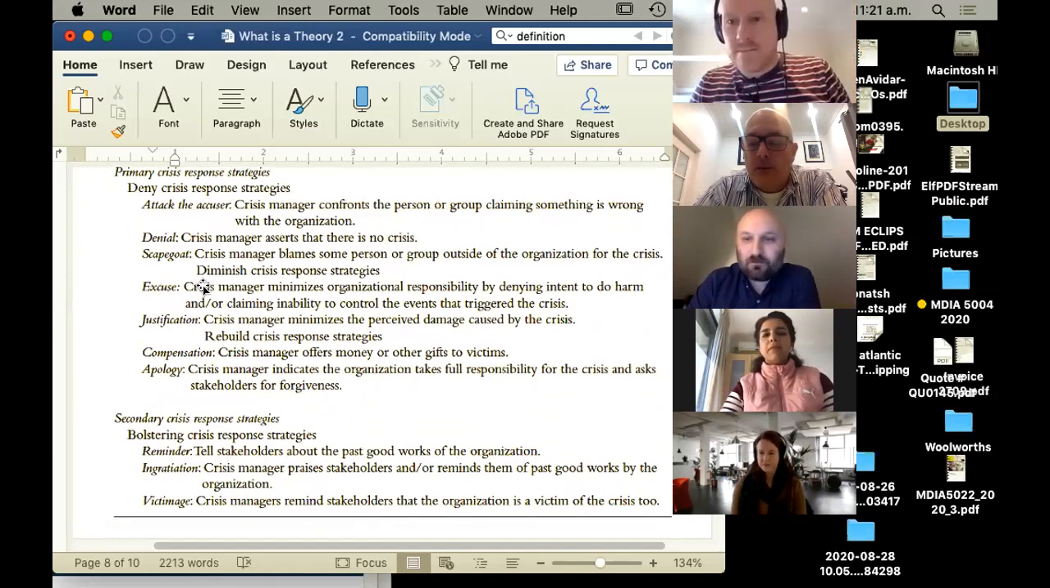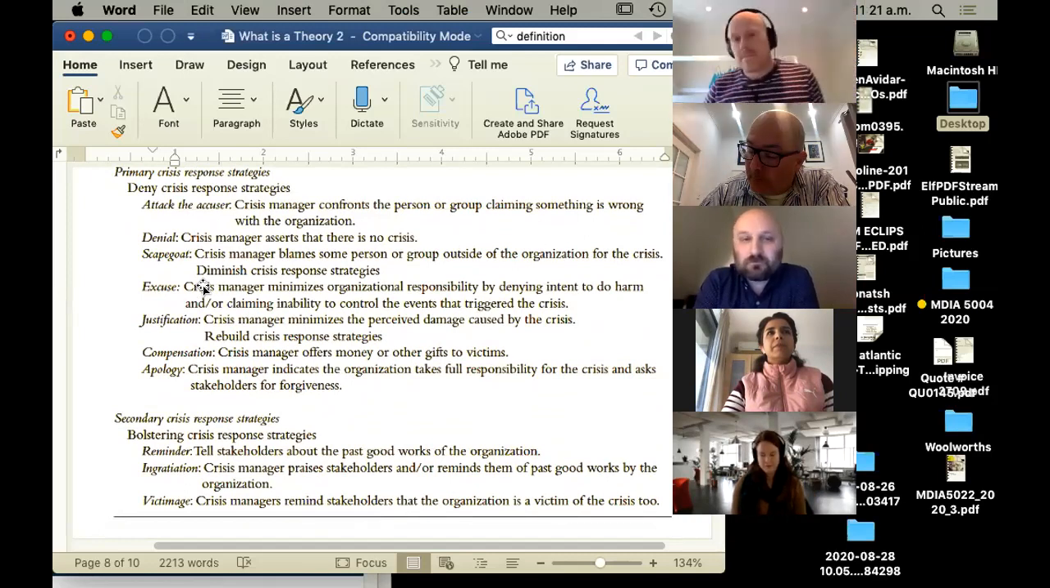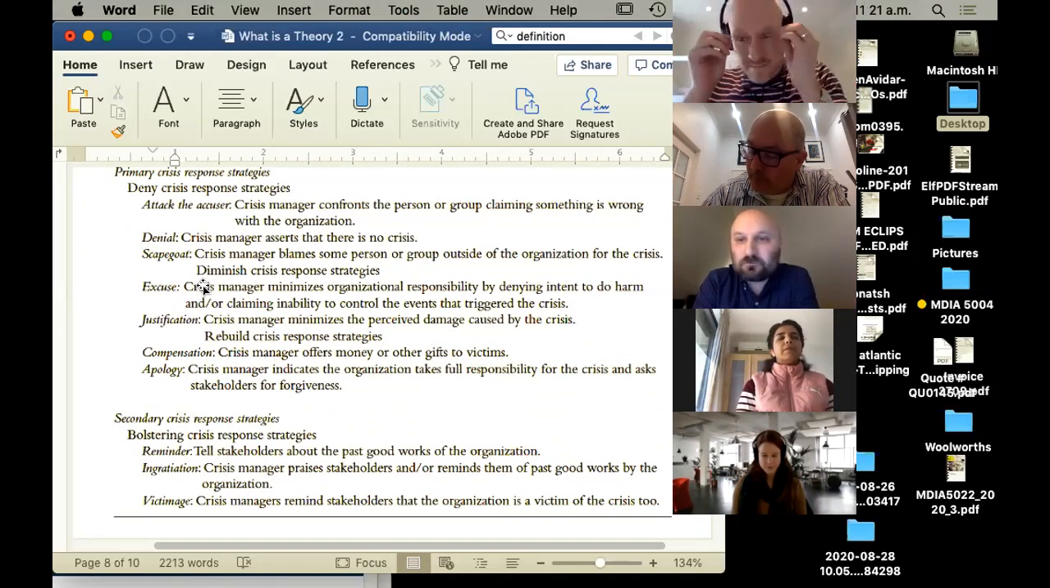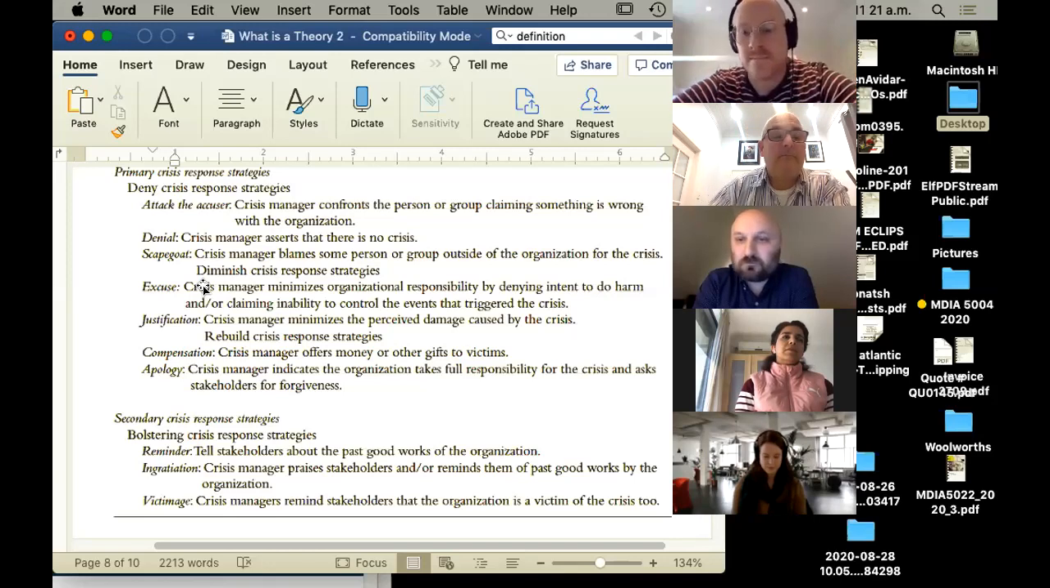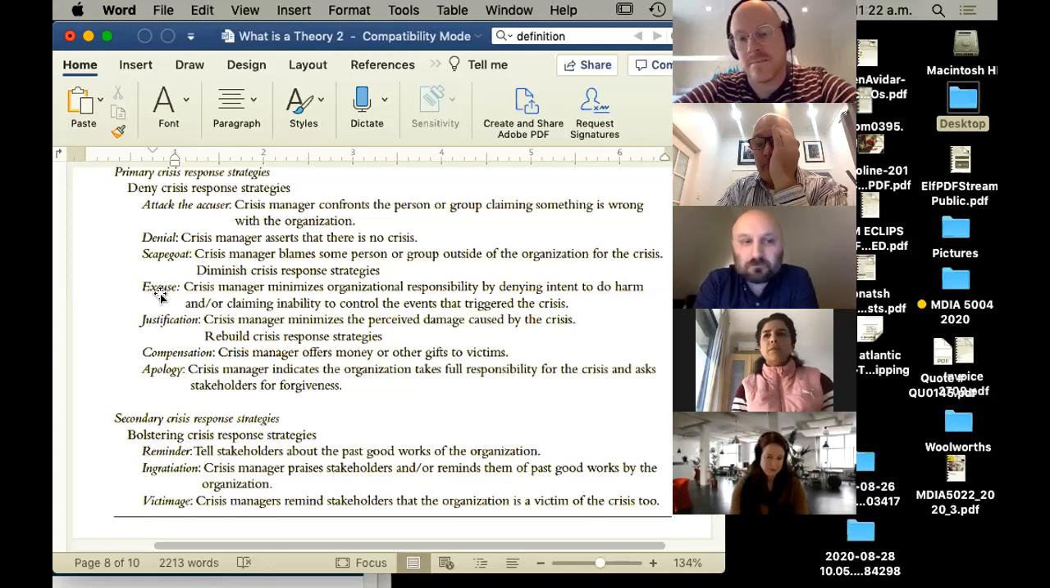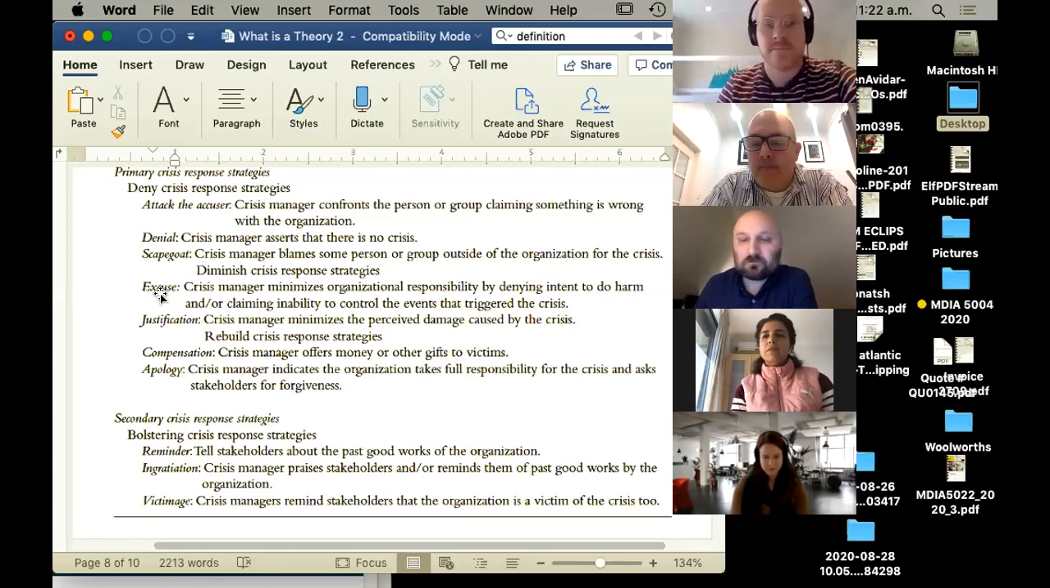I think a lot of the theories about crisis are positive theories. So they are really rooted in how practitioners are doing, because most practitioners do denial or scapegoating. So if we draw data from the practice and form the theory, then we will say that they are some of the primary crisis response strategies. But I think in the 2018 paper, it's more of a normative theory perspective, how crisis response should be.